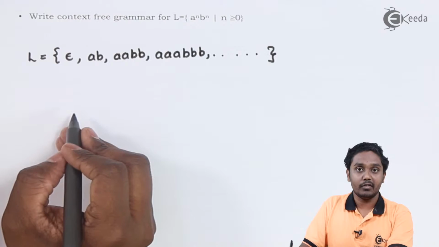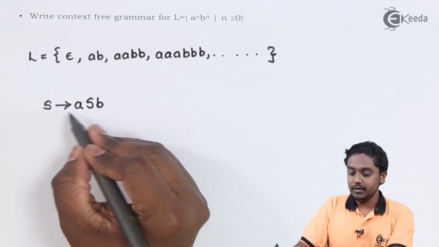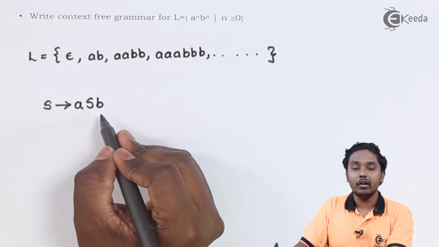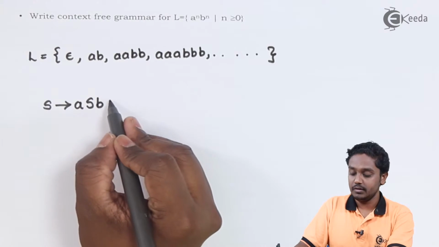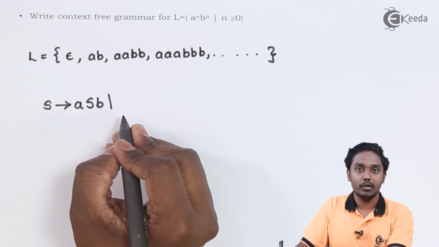Let us say S is our start symbol. S produces aSb is the production. You can see that every time you use the production, along with an A, a B is generated. Now, if I need to generate the empty string, I need one more production rule. That means I will be adding one more production rule that S will produce epsilon.